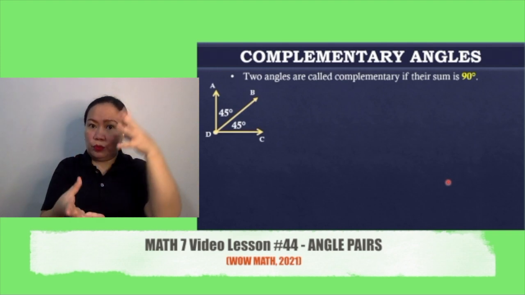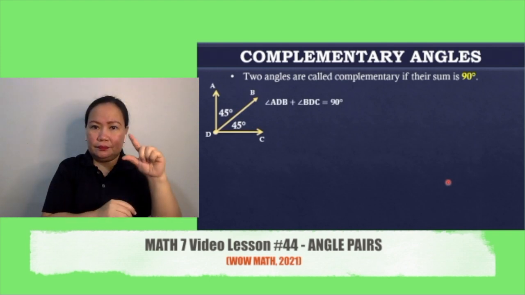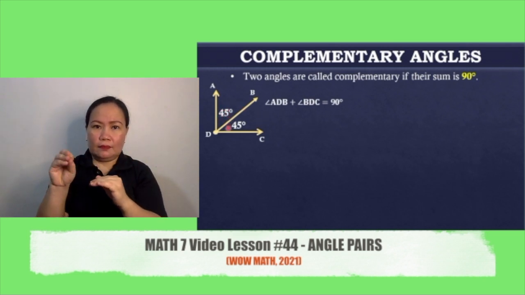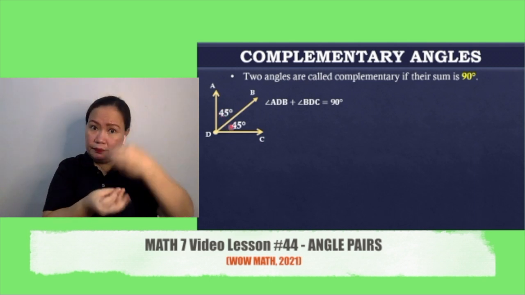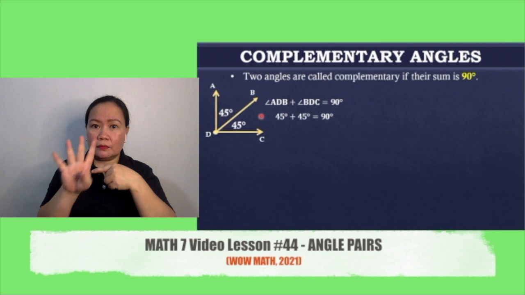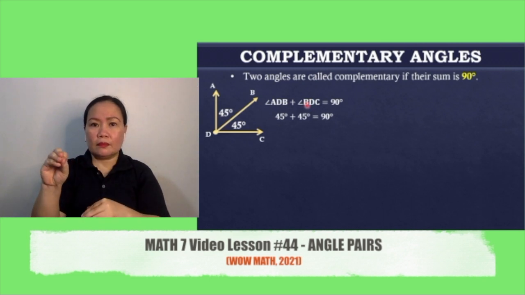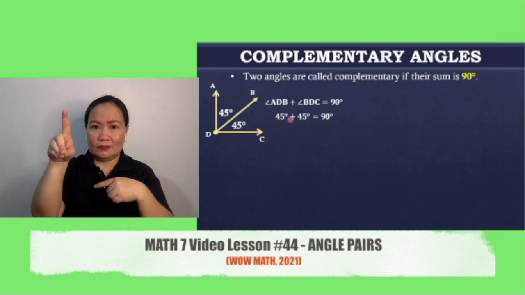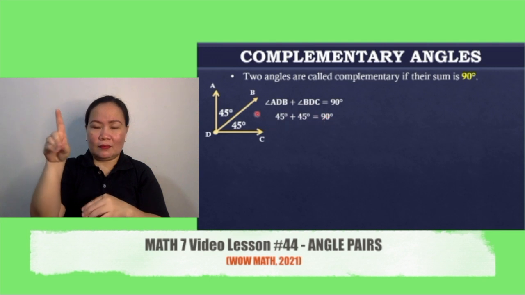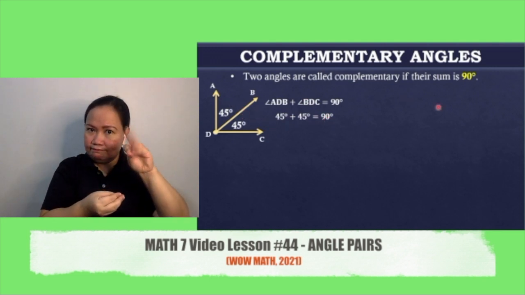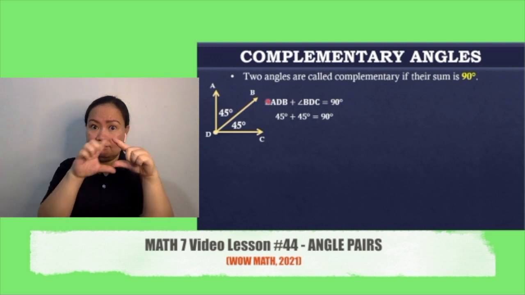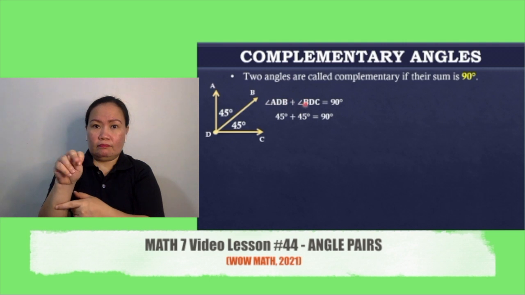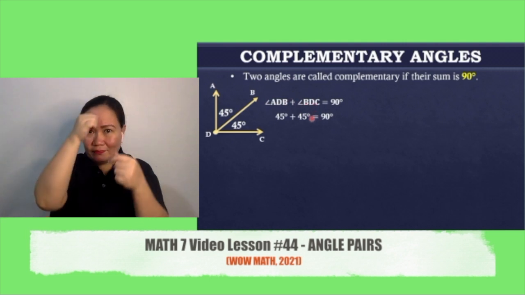So, I have here angle ADB and angle BDC. So this is your angle ADB, this is your angle BDC. Now, as you can see, if we add these two angles, the measure of angle ADB is 45 degrees and the measure of angle BDC is also 45. So therefore, if we add them, the sum is 90. So since the sum of your two angles is 90, therefore, this is an example of complementary angles. Okay? So angle ADB and angle BDC are complementary angles.